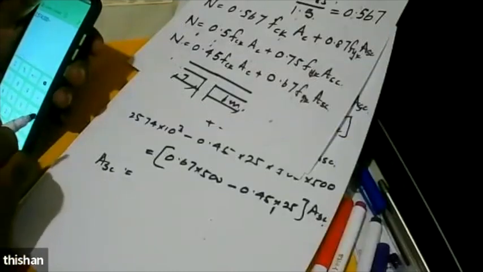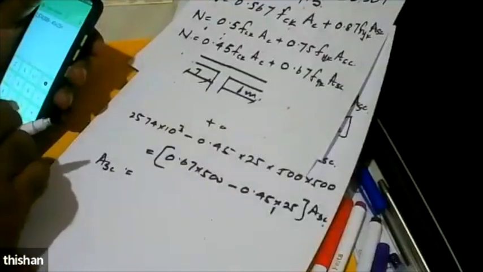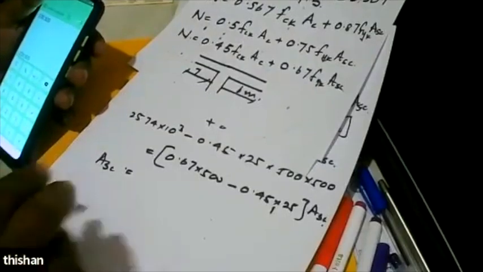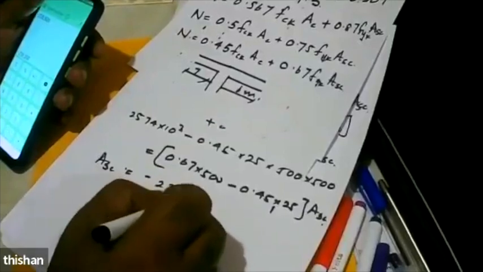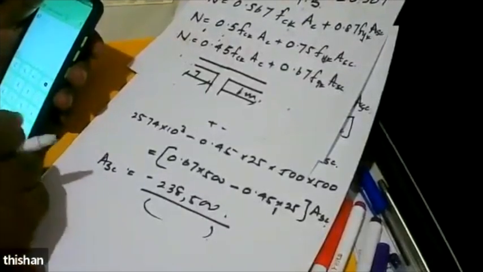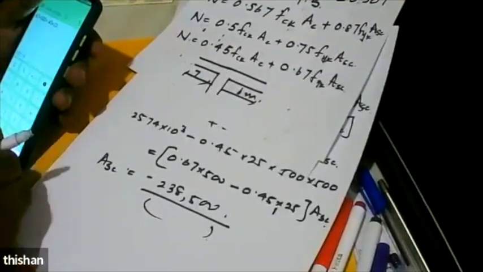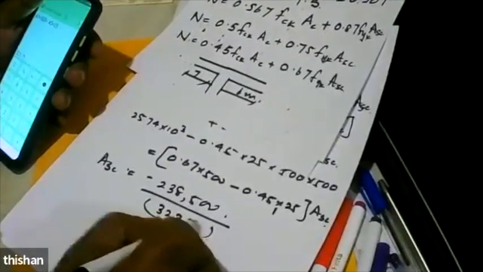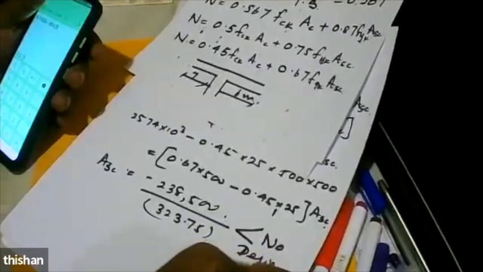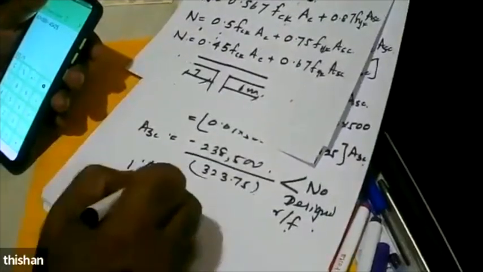So we get 2574 minus 0.45 into 25 multiplied by 500 multiplied by 500. And as I told you, I'm getting a negative answer, divided by whatever comes here. It doesn't matter, but I will calculate that also: 0.67 multiplied by 500 minus 0.45 multiplied by 25. So that is 323.75. I'm getting a negative answer. That means no design reinforcement. But because it is a 10-story building, I'm going to provide 1% reinforcement.